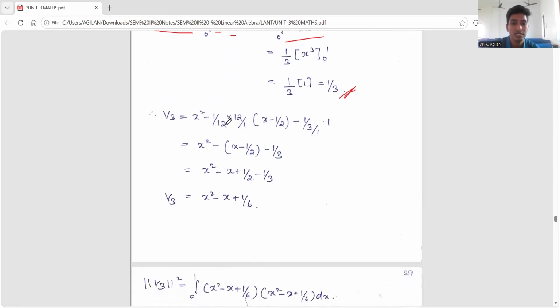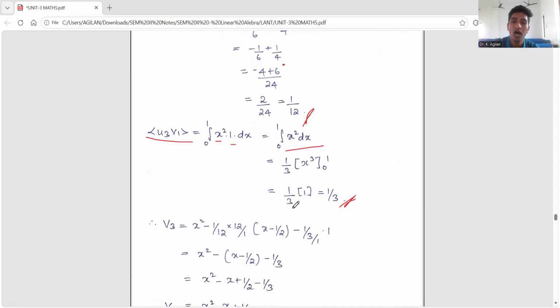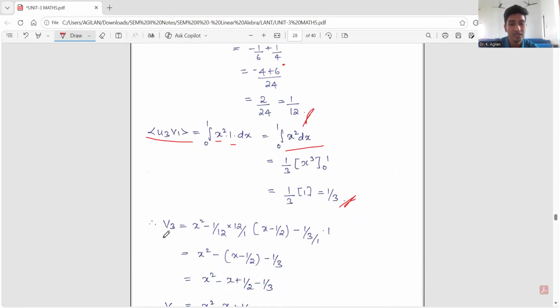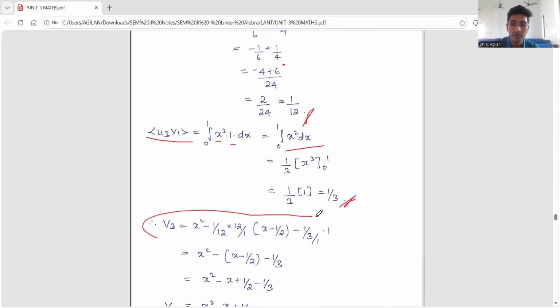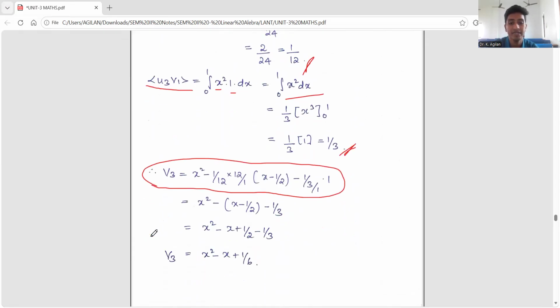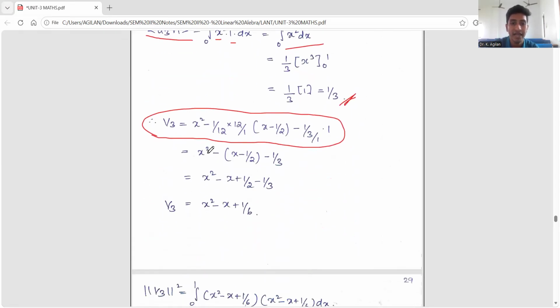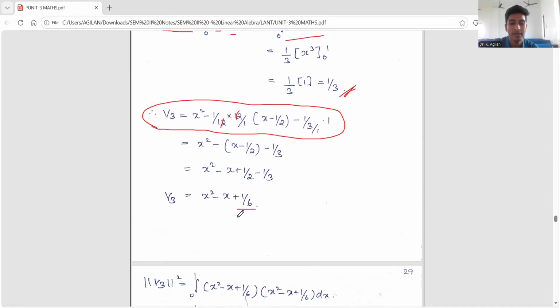Okay, so this is v3. Substitute all these values into the v3 formula. This is after applying all the parameters. After simplifying, x square minus x minus 1 by 2 minus 1 by 3, and the 12 cancels. So this becomes x square minus x plus 1 by 2 minus 1 by 3, which means plus 1 by 3.